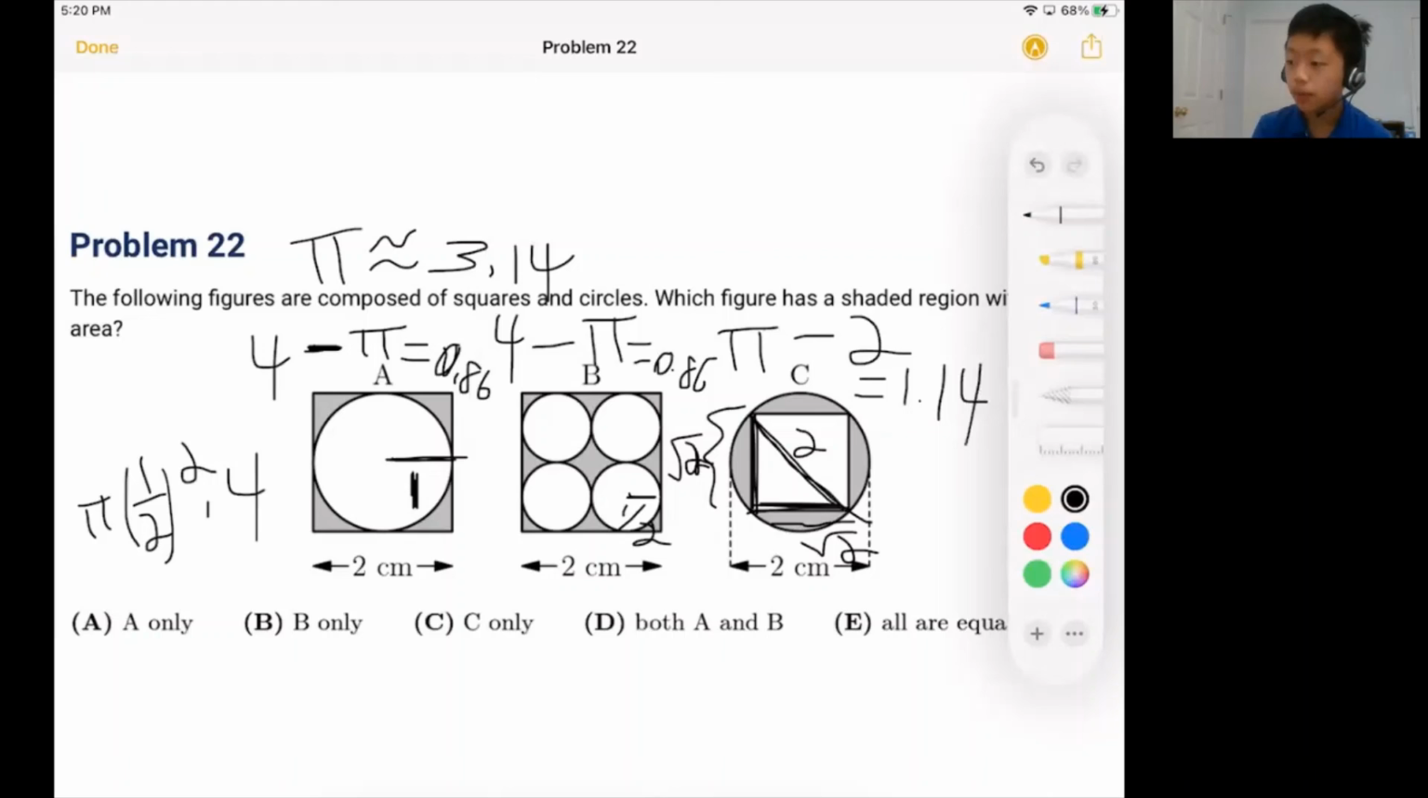So after doing these decimal approximations, we want to know which figure has the shaded area with the largest area. We see that's clearly going to be shape C, because 1.14 is bigger than 0.86 for both A and B. So the answer would just be choice C, and we'd be done.